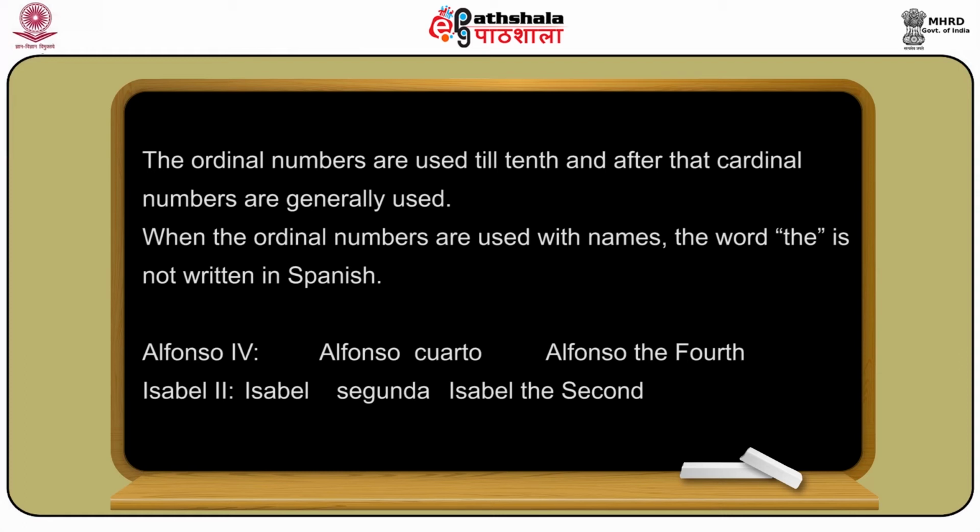When the ordinal numbers are used with names, the word "the" is not written in Spanish. For example, Alfonso IV will be said as Alfonso cuarto, and Isabel II will be said as Isabel segunda. So this article "the" is not used or put in Spanish while it is present in the English form.